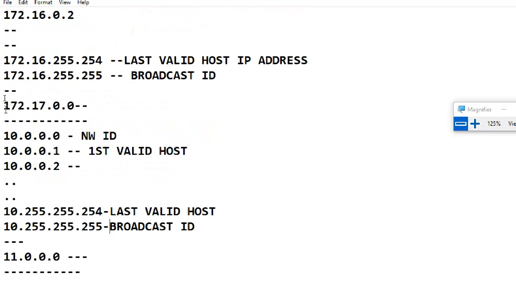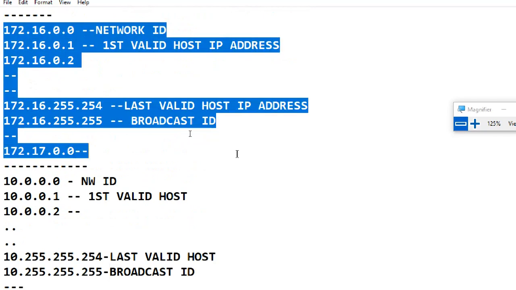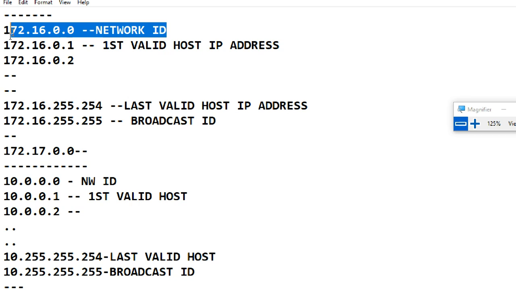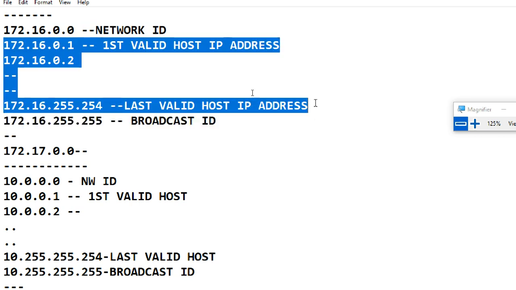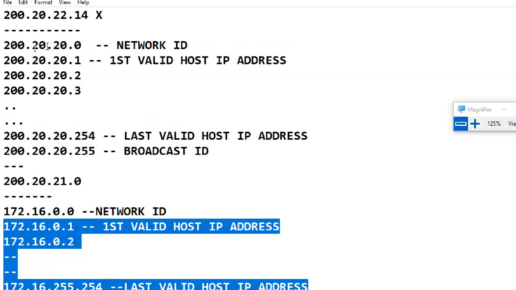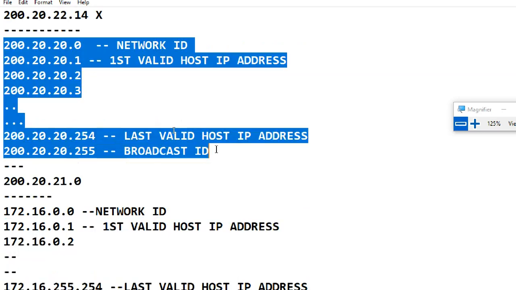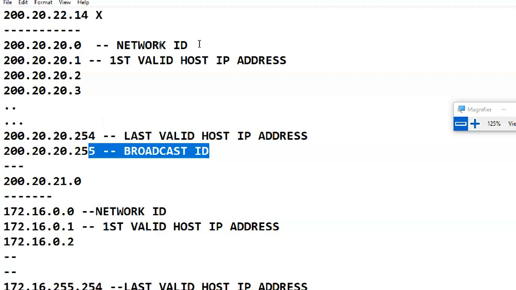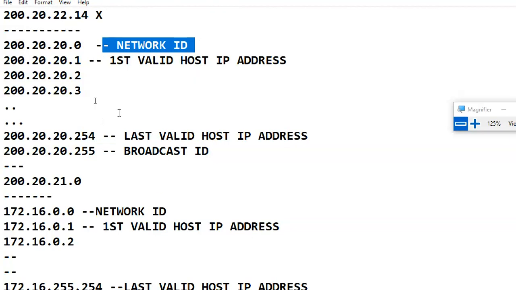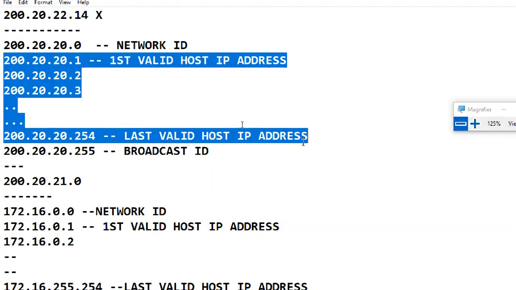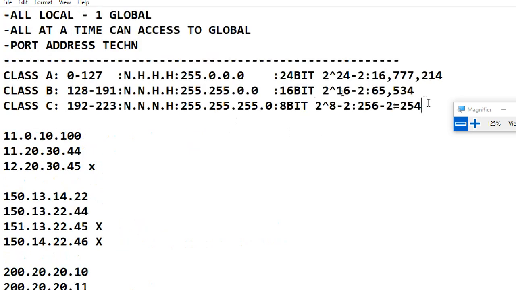Here, this range up to here is 65,536, minus 2 for broadcast ID and network ID. It means this range alone is 65,534, and this total range is 256 IP addresses, minus 2 for broadcast ID and network ID. So the valid range is 254 only. So these are the ranges, and why do we need these ranges?